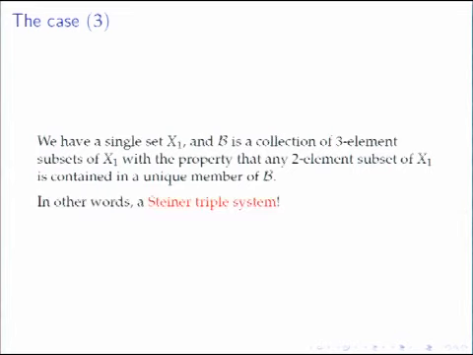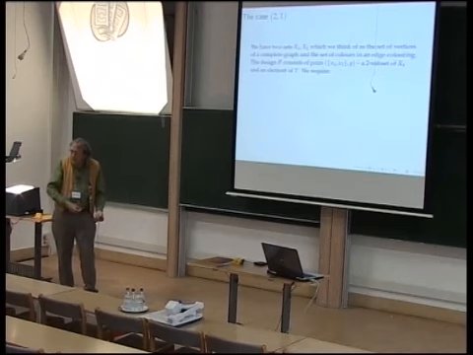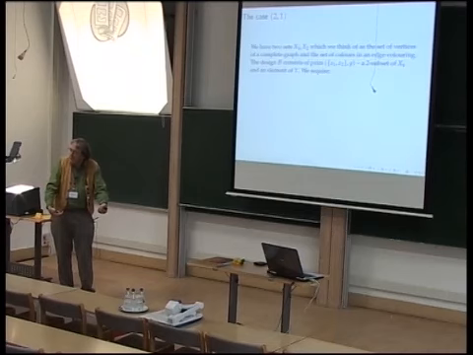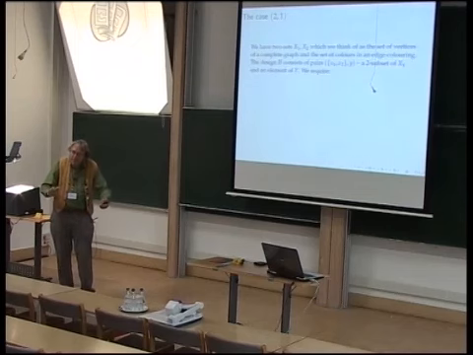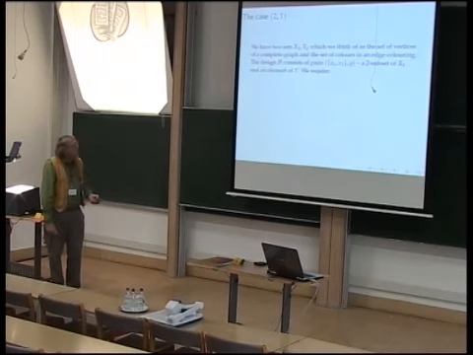And the case 2, 1, we have 2 sets. You think of them as a set of vertices of a graph and the set of 1 factors, or colors, that you're putting on the edges, if you like. And a triple consists of 2 vertices and the color of the edge joining those 2 vertices. And again, you pick 2 vertices, they have a unique color. You pick a vertex and a color, there's a unique edge of that color passing through that vertex. So all the conditions are satisfied.